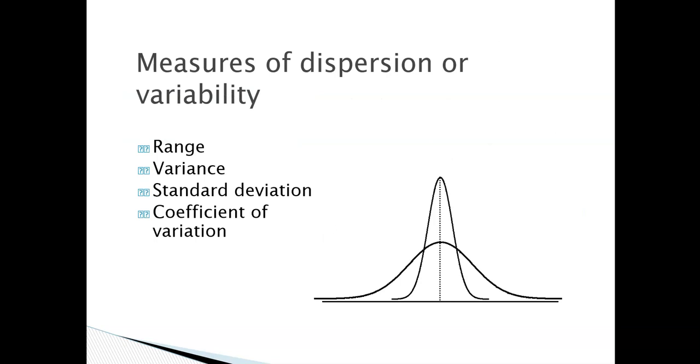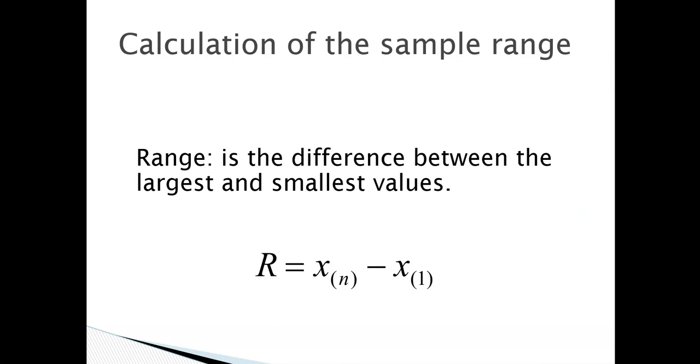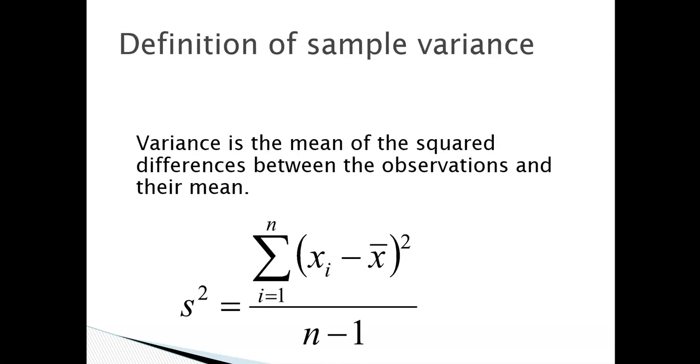Another measure that we are interested in is the variability of the data, which can be represented in different forms. It can be represented through range, variance, standard deviation, and coefficient of variation. The range is the difference between the largest and the smallest value in the data points, while the variance is the mean of the squared difference between the observations and their mean, which is equal to the summation from 1 to n of the difference between the data points and the average, all squared, divided by n minus 1.